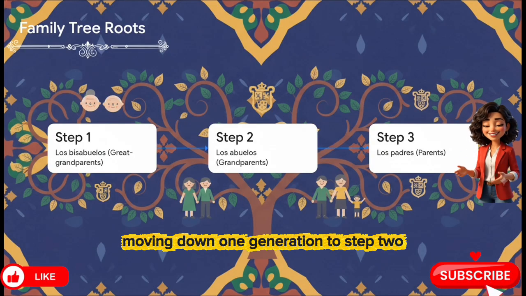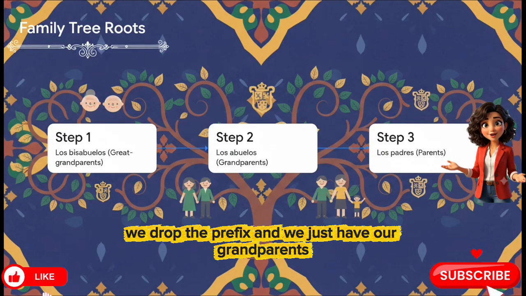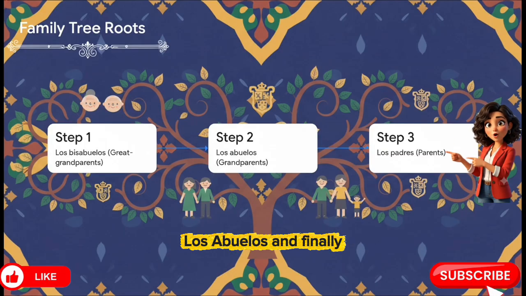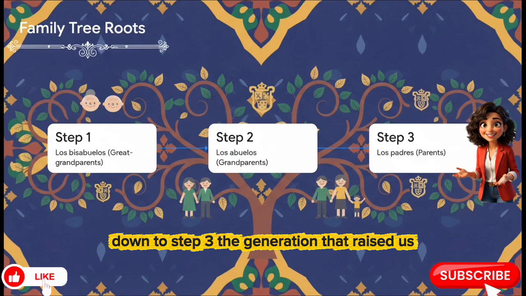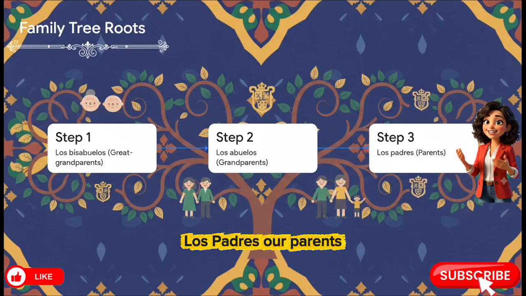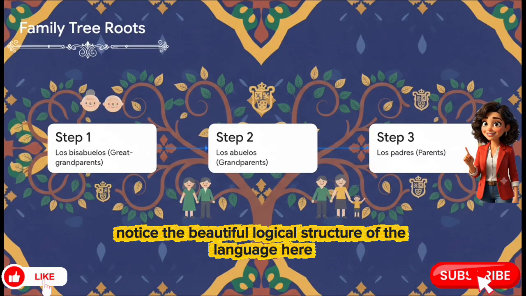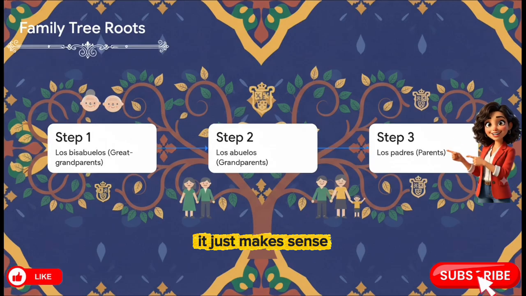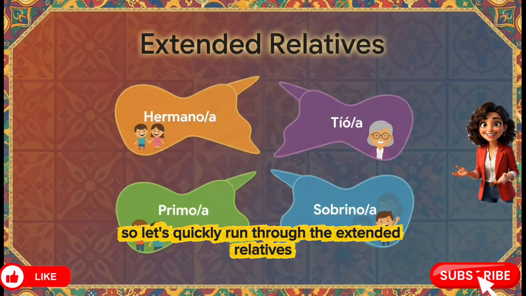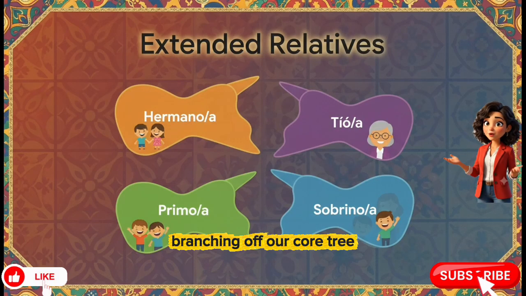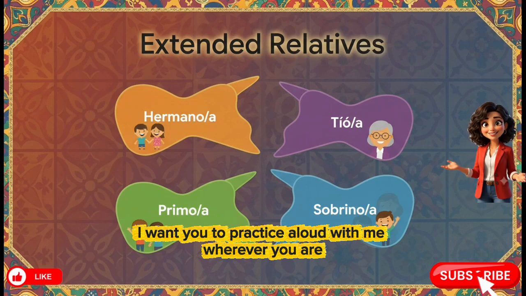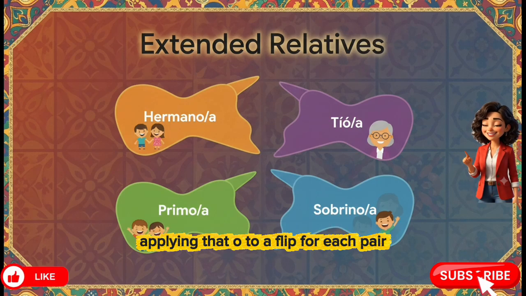Moving down one generation to step 2, we drop the prefix and we just have our grandparents, los abuelos. And finally, down to step 3, the generation that raised us, los padres, our parents. Notice the beautiful, logical structure of the language here? It just makes sense. So let's quickly run through the extended relatives branching off our core tree. I want you to practice aloud with me wherever you are, applying that O to A flip for each pair.